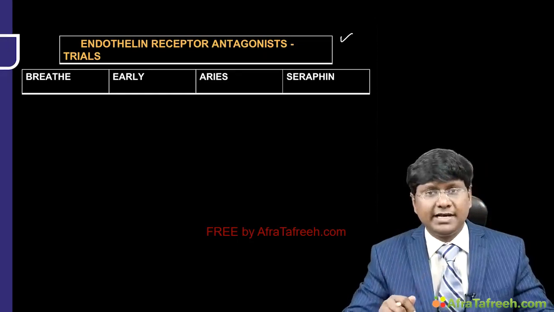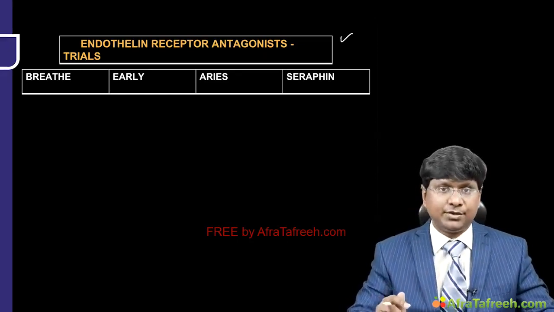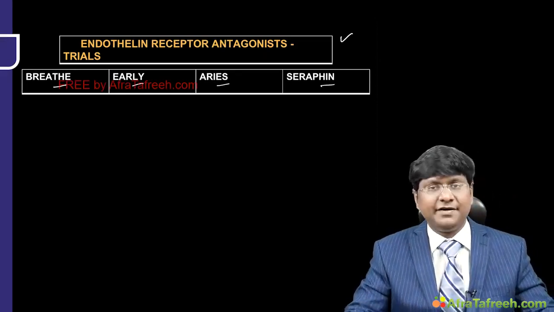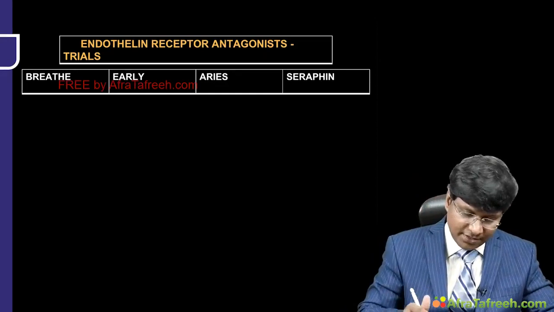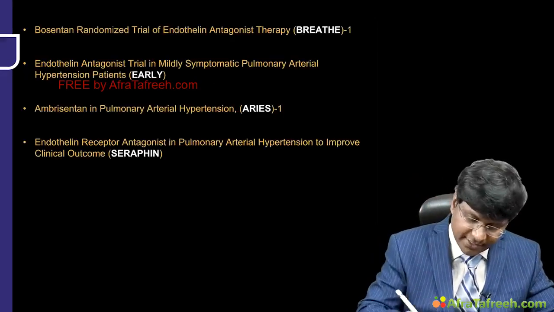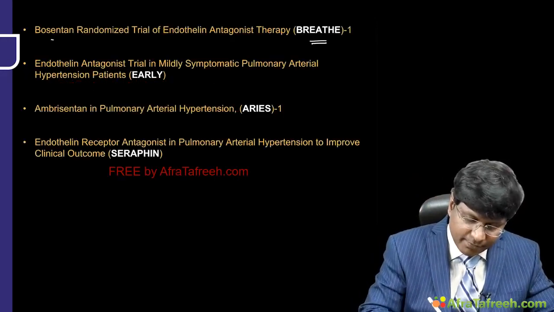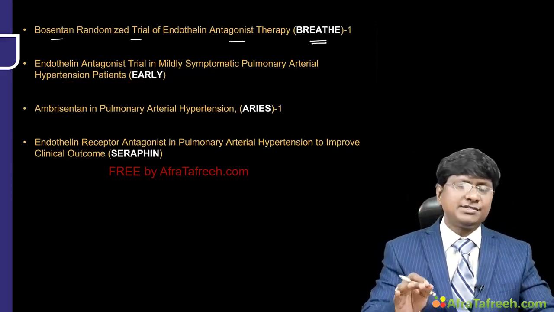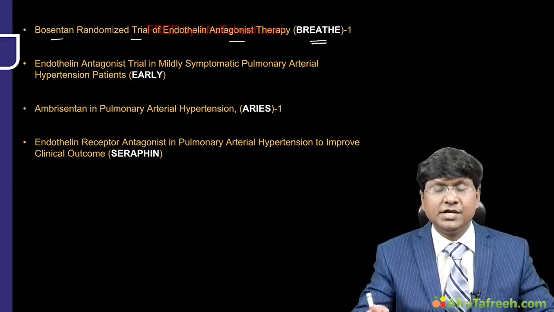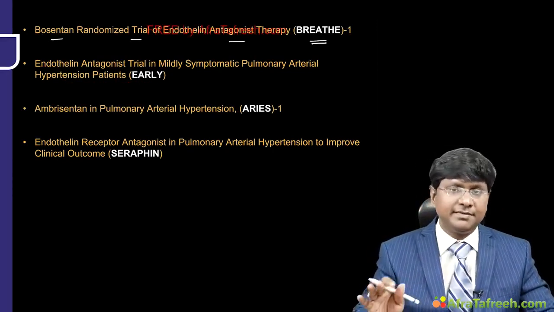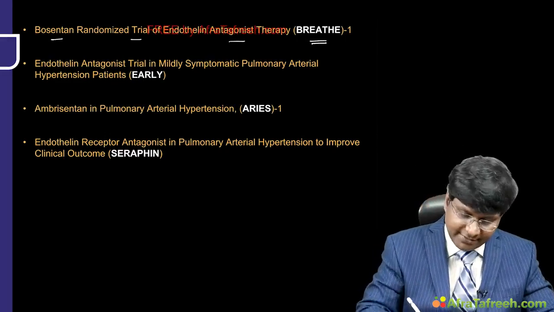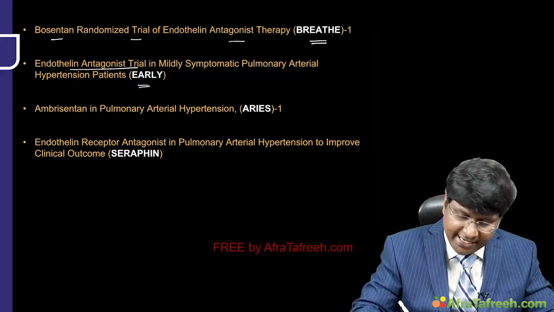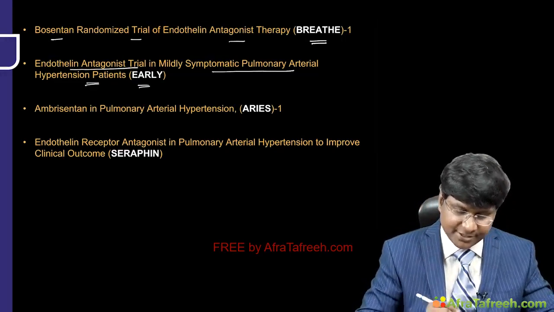We have almost 4 trials for the endothelin receptor antagonists. These trials include the BREATHE trial, EARLY trial, ARIS trial, and SERAPHIN trial. So one is your BREATHE trial. BREATHE stands for bosentan randomized trial of endothelin receptor antagonist therapy. What it says is, bosentan is definitely more efficacious than placebo in the treatment of pulmonary arterial hypertension.